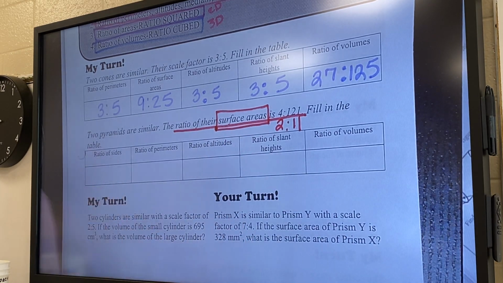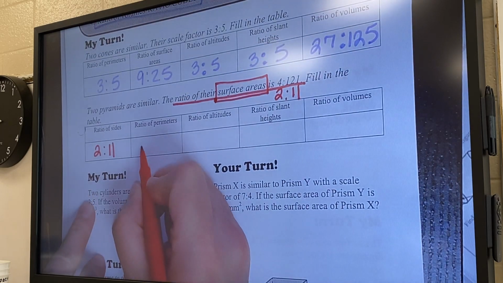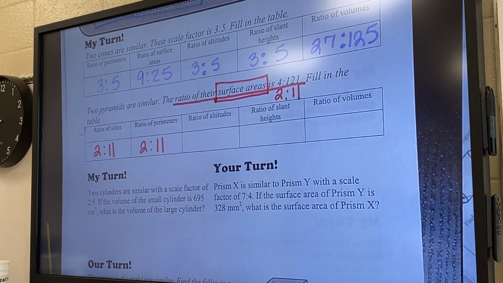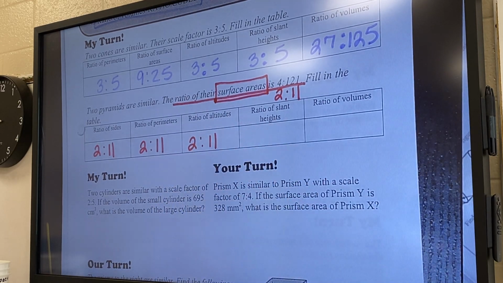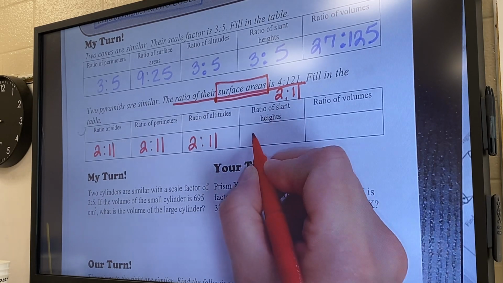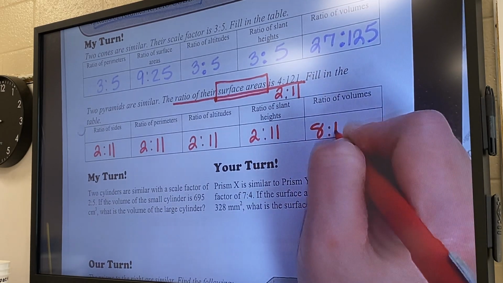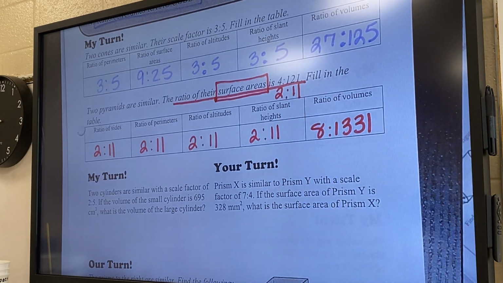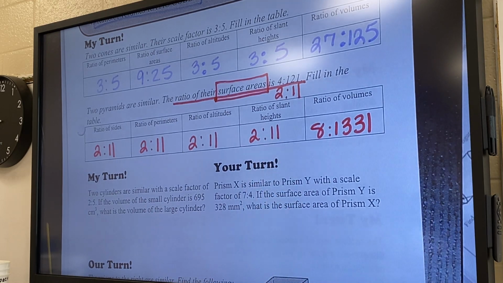All right, so the ratio of the sides would be what? 2 to 11. The ratio of the perimeters would be what? 2 to 11. The ratio of the altitudes would be what? 2 to 11. The ratio of the slant heights would be what? 2 to 11. The ratio of the volumes would be what? 8 to 1,331. Because you have to cube the 2 and cube the 11. Very, very good. All right, y'all ready to try some of this?